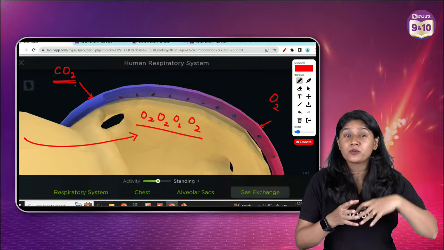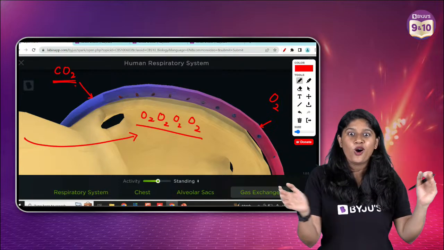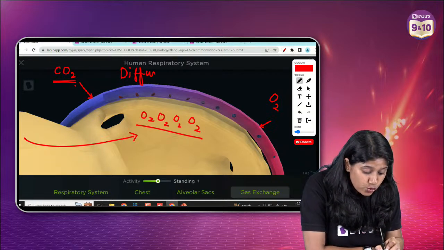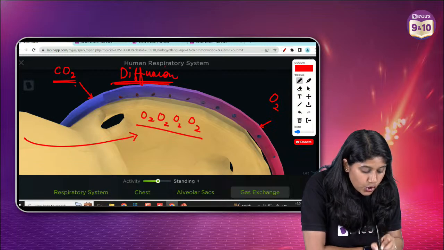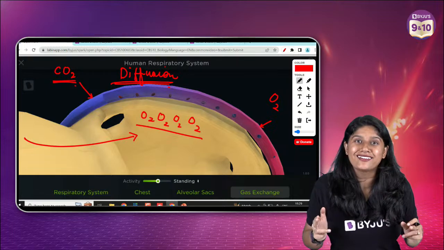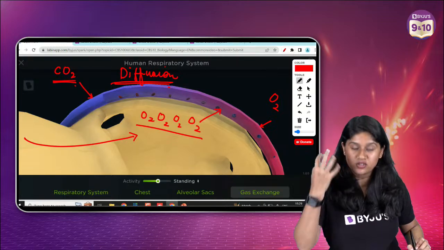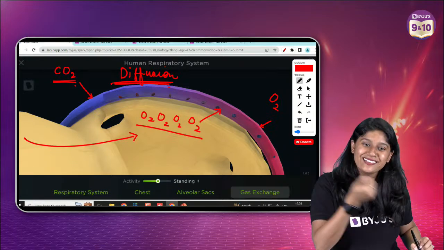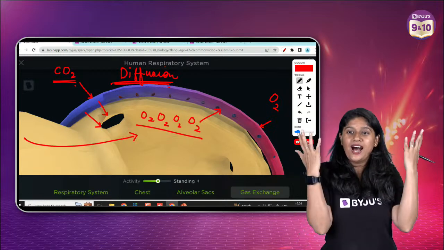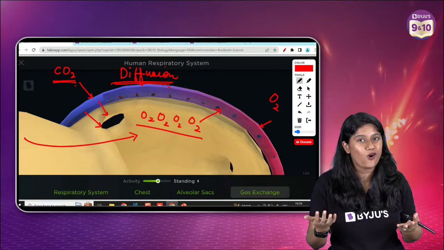When the molecules move from the higher concentration to the lower concentration, what process do we call it? Awesome! We call that diffusion. So with the help of diffusion, we see that oxygen is moving inside the veins, the capillaries, and the carbon dioxide is coming inside these alveoli. So when we breathe out, we release the carbon dioxide, and when we inhale, we have the oxygen.